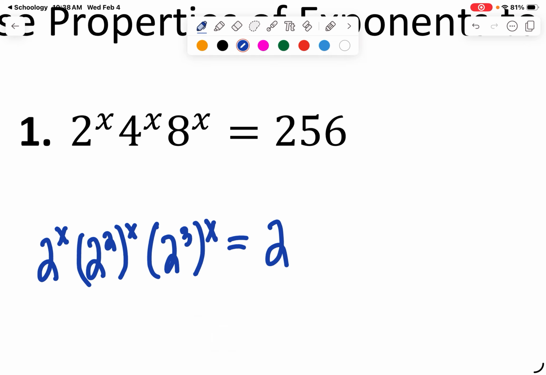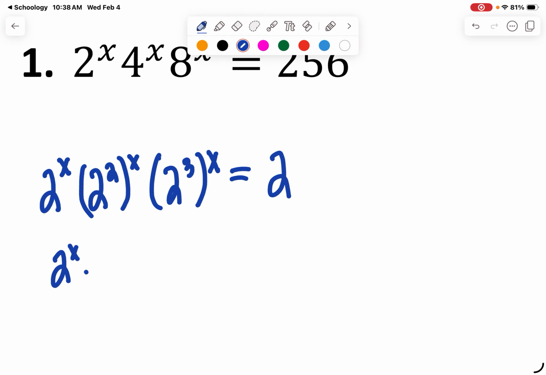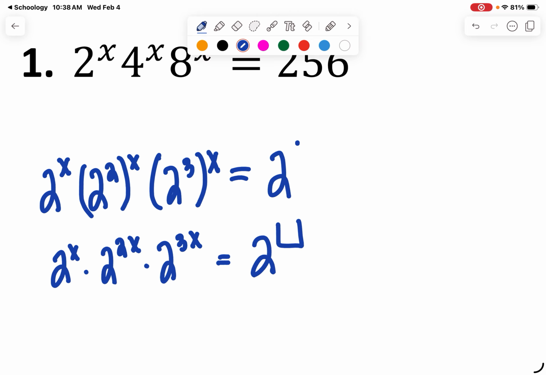So then we can use properties of exponents to do power to a power on the second 2. So that's 2 to the x times 2 to the 2x times 2 to the 3x, right, is equal to 2. I'll fill in the blank here in a second. Or I can put 256 if I went over there. Actually, let's start thinking about that now. 2 to what power gives me 256?